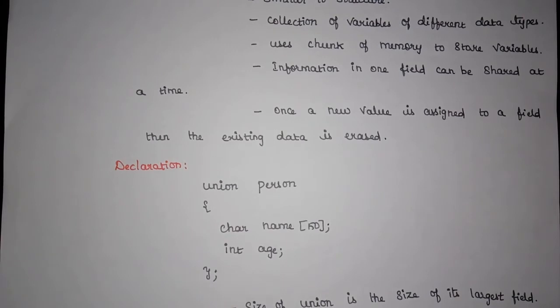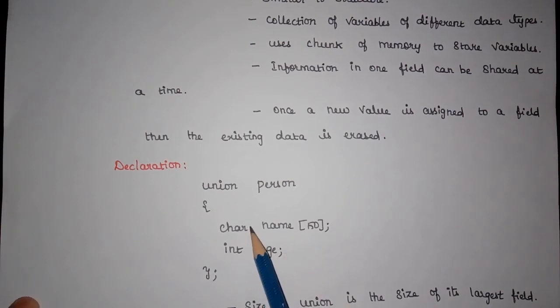You can ask me, here we are using different types of variables, a character type variable and an integer type variable. Then how do these variables share the same memory? How is it possible? Because the character size is less than the integer, the integer is greater than the character. Then how is it possible to share the same memory?